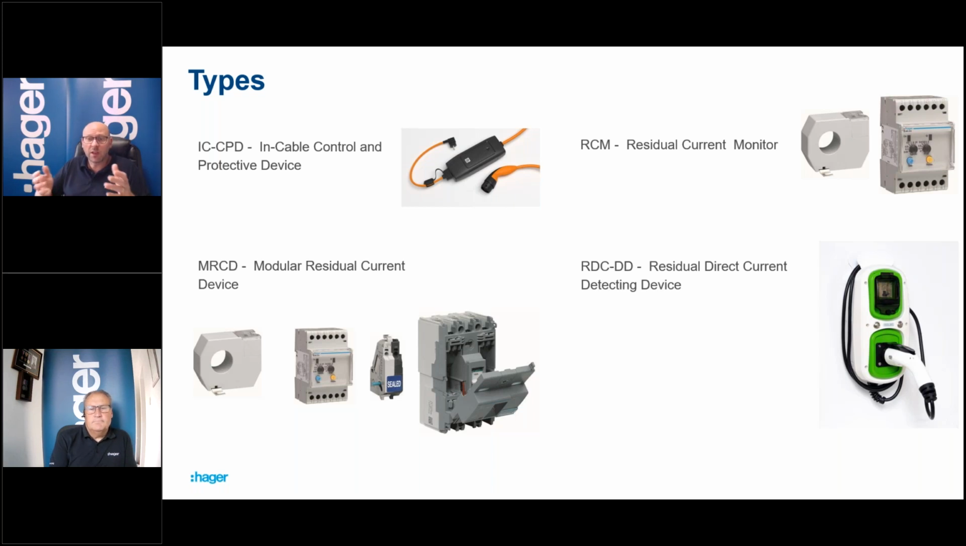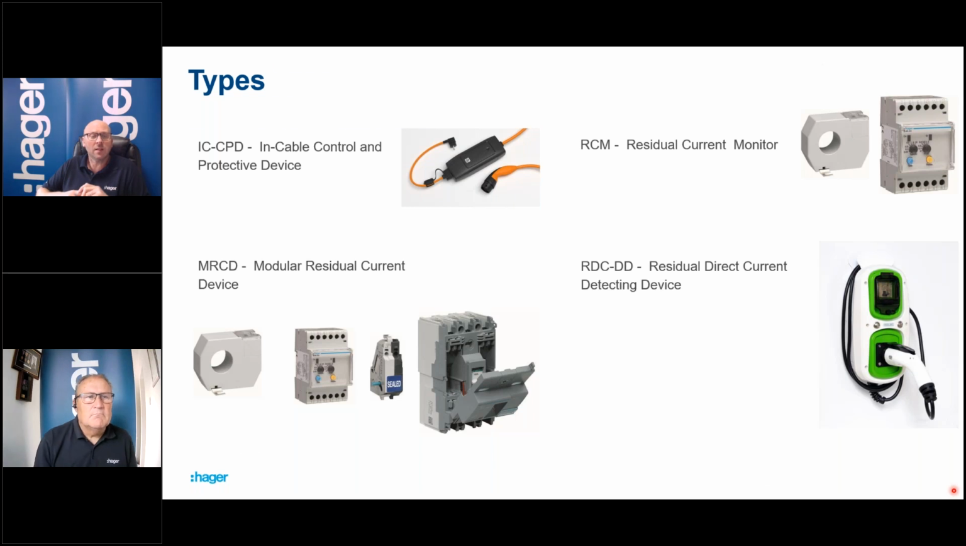And then we can also see, sticking with EV charging, that we've got this term RDC-DD, which is residual direct current detecting device. So you've really got to pay attention to the letters because they all sound very similar, but they've got specific tasks. And we're going to look a little bit at EV charging later in the presentation. And then you can see the RCM there, the residual current monitor. That's a device that does what it says on the tin, but it can also be built into other devices to be able to send a trip command if it needs to.